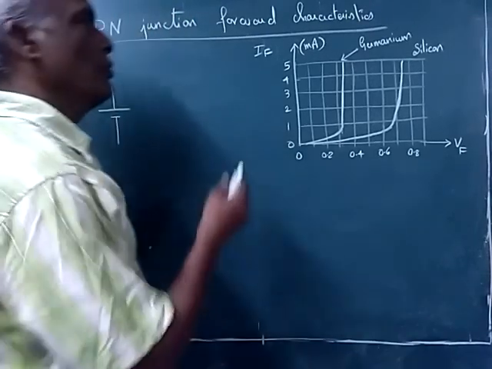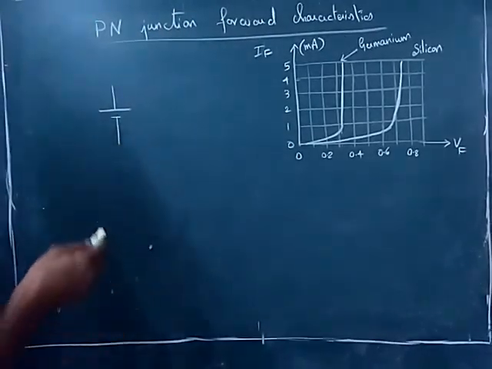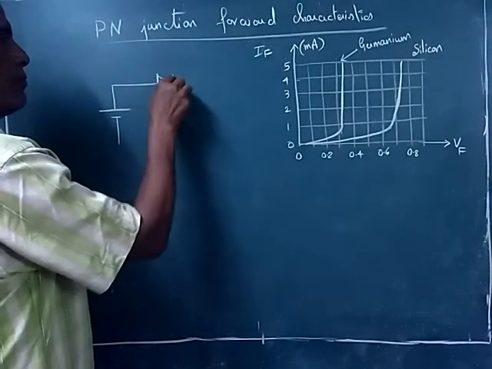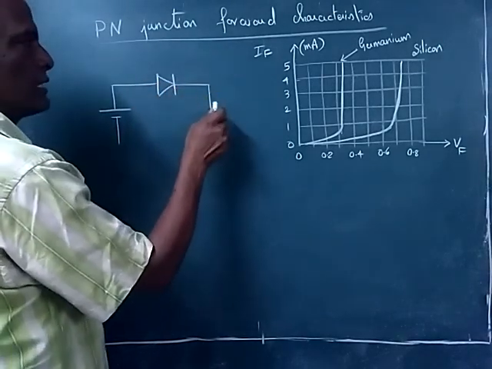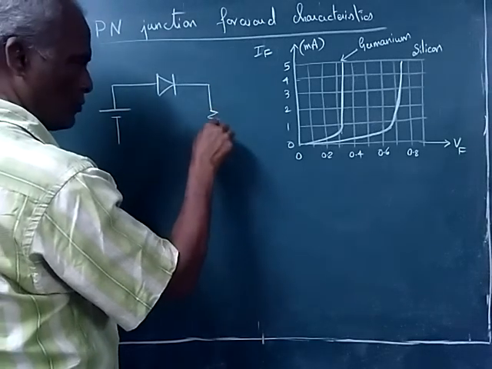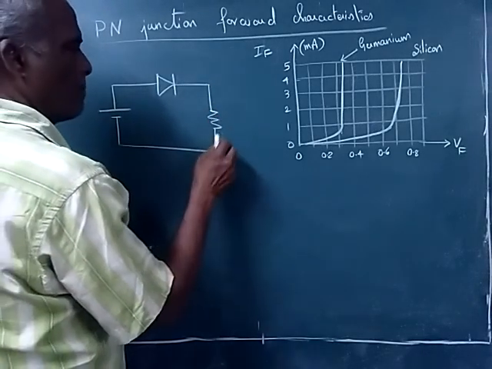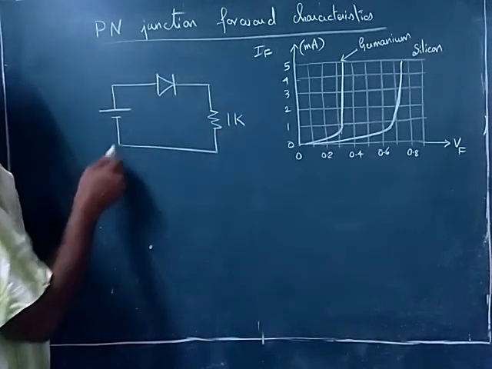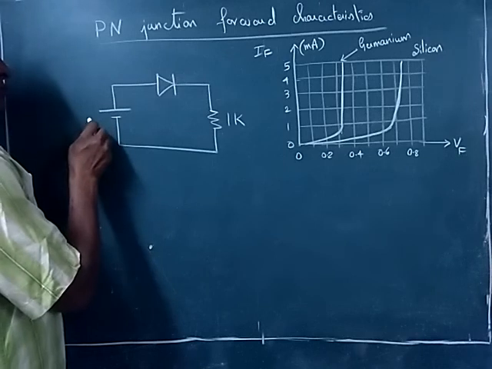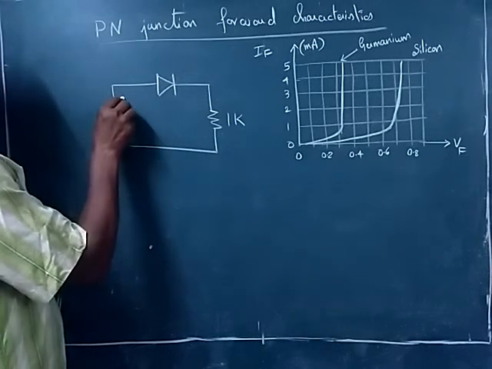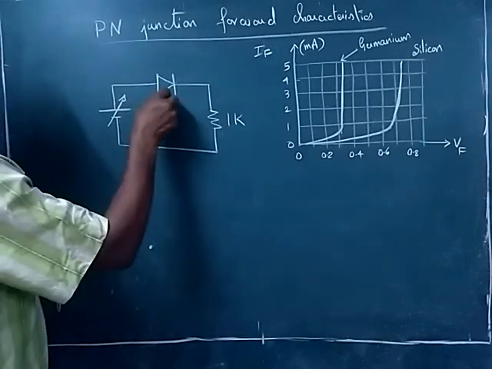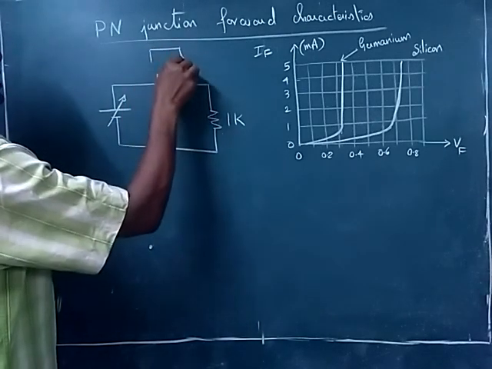Okay. Now we will see how the forward bias connection works. So this is the symbol of the diode. Assume I have connected a 1K resistor. Suppose if I give this variable voltage, so this is nothing but a PN junction diode.